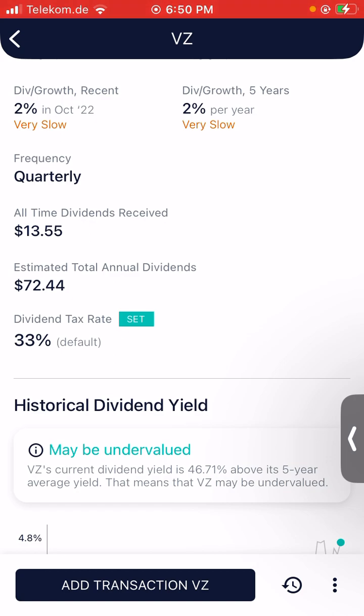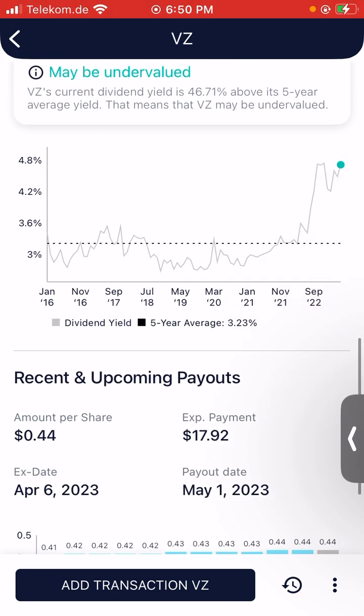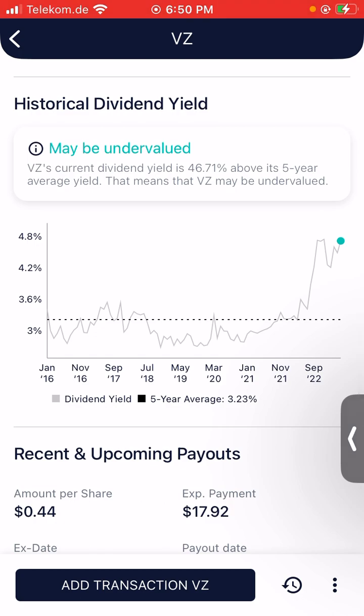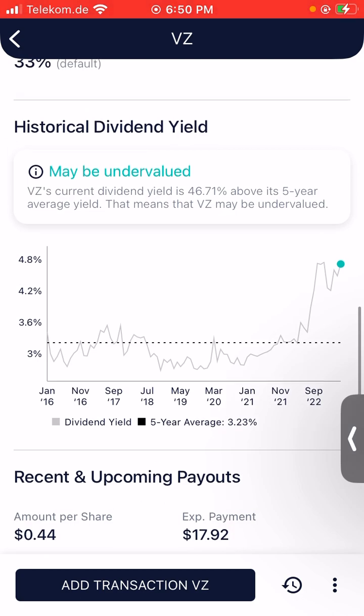the dividend tax rate. I have set my tax rate at 33% because, as you guess from my accent, I am French. And last information that I will share with you today is the historical yield.